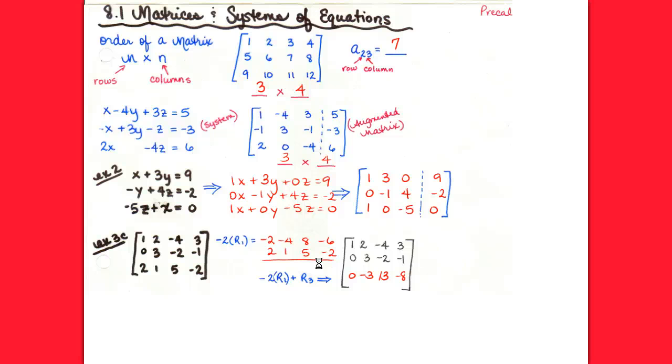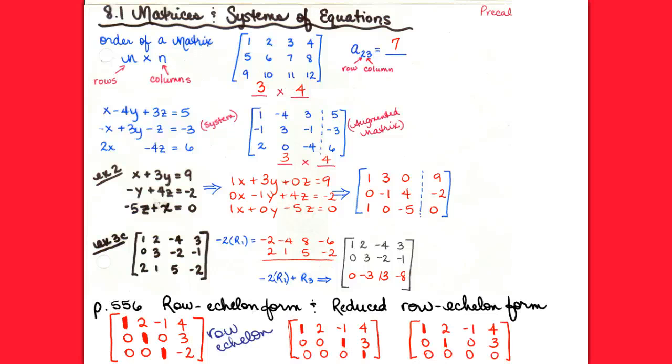Over on the top of page 556, they define row echelon form and reduced row echelon form in a box at the top of the page, and then they give me a couple of examples of each one. So this comes straight from the top of page 556. I just wanted some examples to be able to point out what they were talking about in that box on 556, but these examples are there on 556 as well.